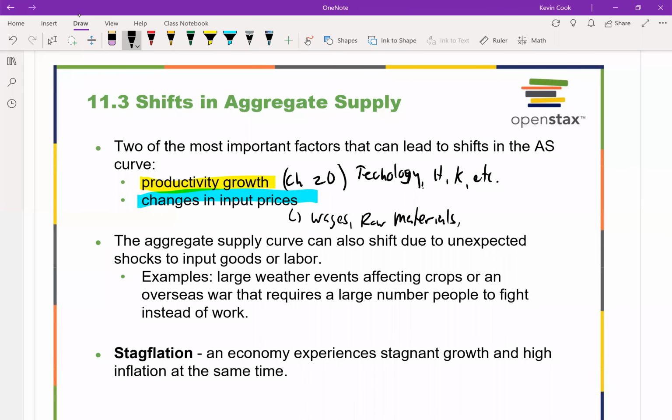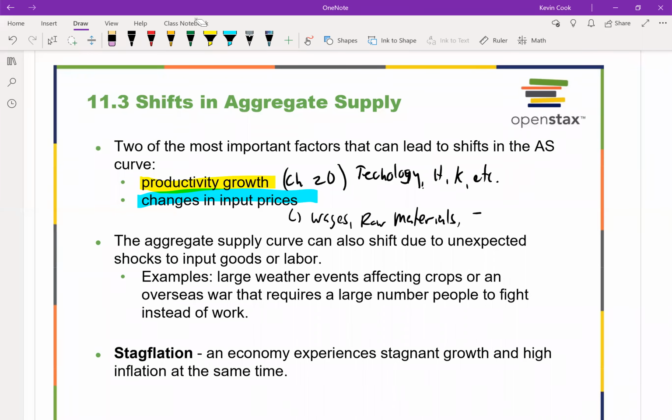So what happens when materials become more expensive? Maybe utilities. I'm not going to worry about those right now. But things that I use to produce my good, what happens when prices go up for those? And they're going to make me less willing to produce a product.